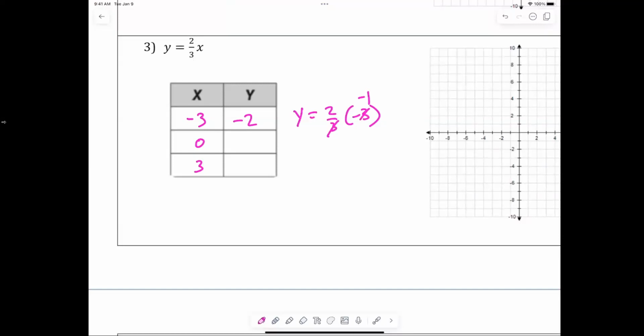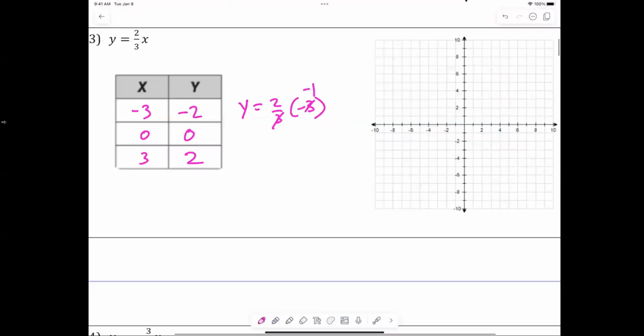If I plug in 0, I get what? 0. If I plug in 3, I get what? 2. Right? Now please plot those points: -3, -2, 0, 0, 3, 2. And now graph that line. And right above it, just for your own reference, I want you to write y equals 2/3 x.